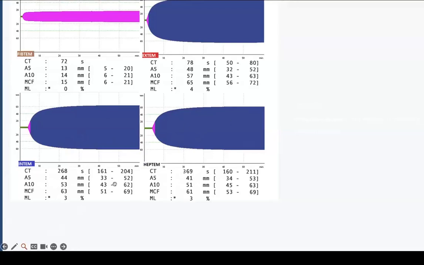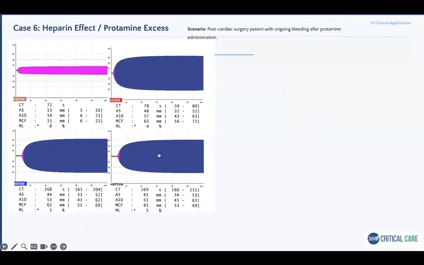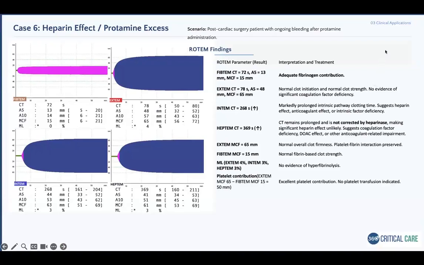Okay, what do you mean by that? You will have prolonged clotting time both in INTEM and HEPTEM. Even if you neutralize the effect of heparin, still the clotting time is prolonged, and this can only be explained by excess of protamine. So again, interpreting the same thing: adequate fibrinogen, we talked about 13 and here it was 48. So adequate fibrinogen, adequate platelet, INTEM here is markedly prolonged. An intrinsic pathway clotting factor problem suggests either heparin effect or anticoagulation or some intrinsic factor defect. We don't know. We can only suggest an intrinsic pathway defect from here.